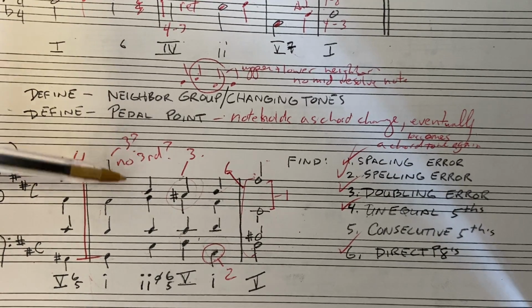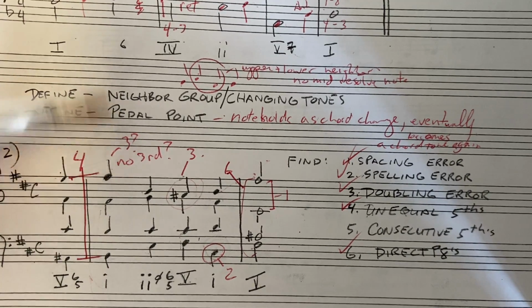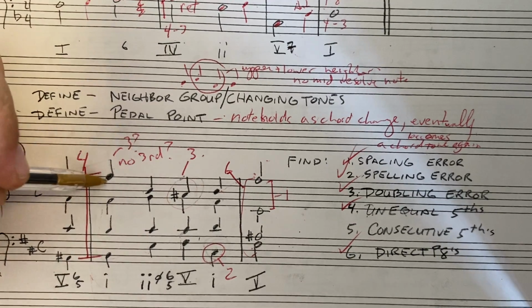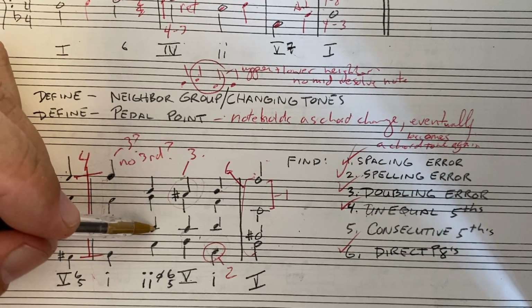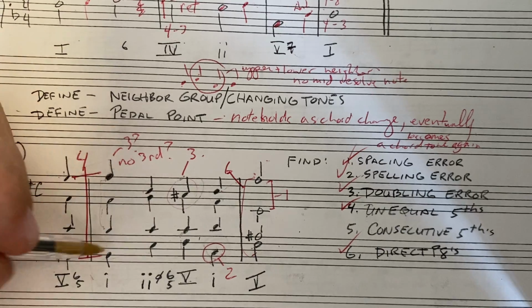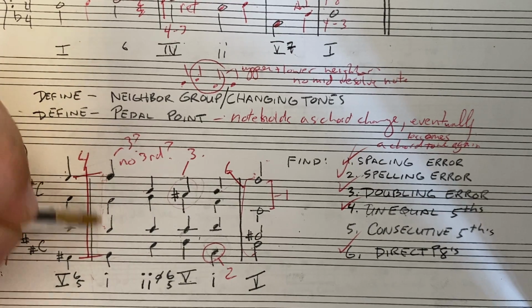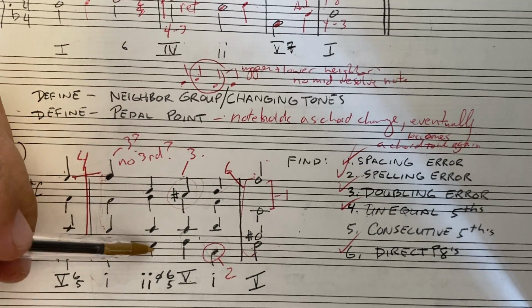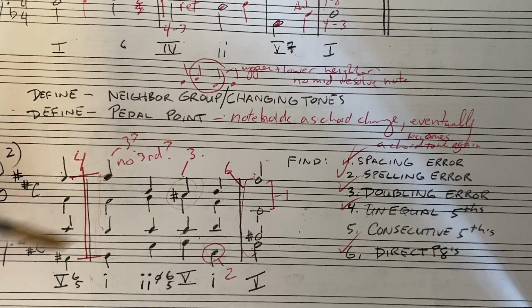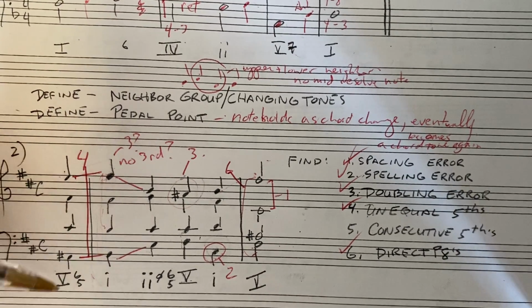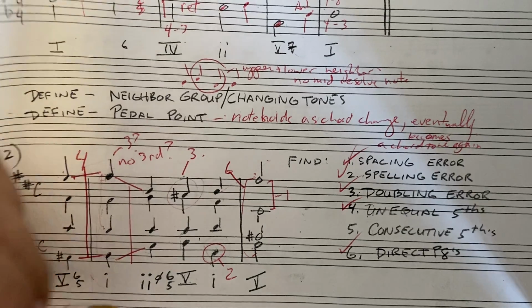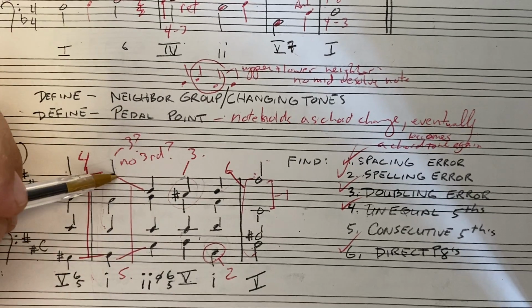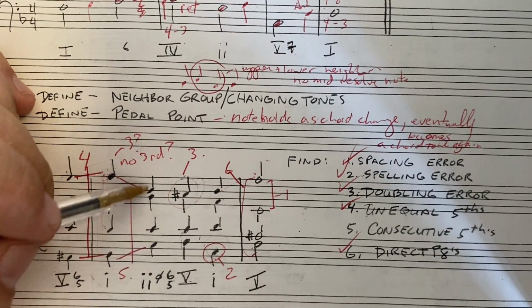So what we're looking for here is, does this pair right here go to a fifth? And the answer is no, it goes to a seventh. Does this pair right here go to a fifth? And E and B is in fact a fifth. So there's 2 fifths right there. That's my consecutive fifths. Because I have a perfect fifth right there and a perfect fifth right there.